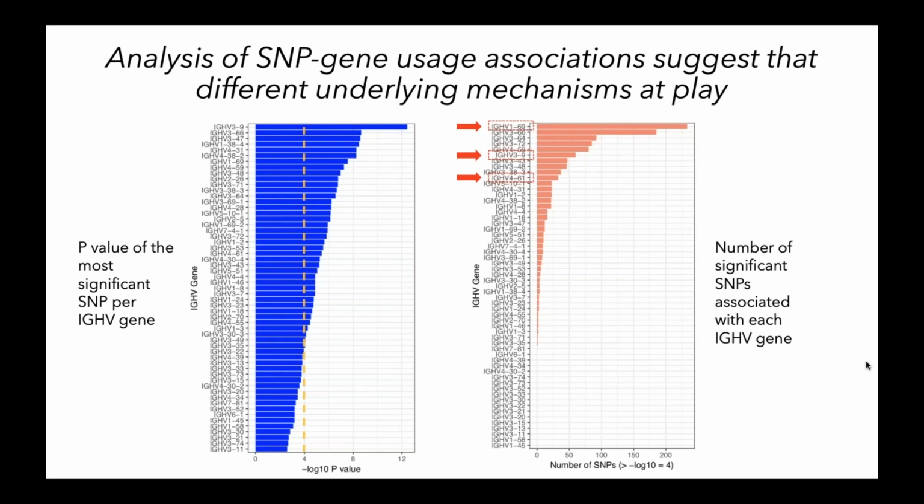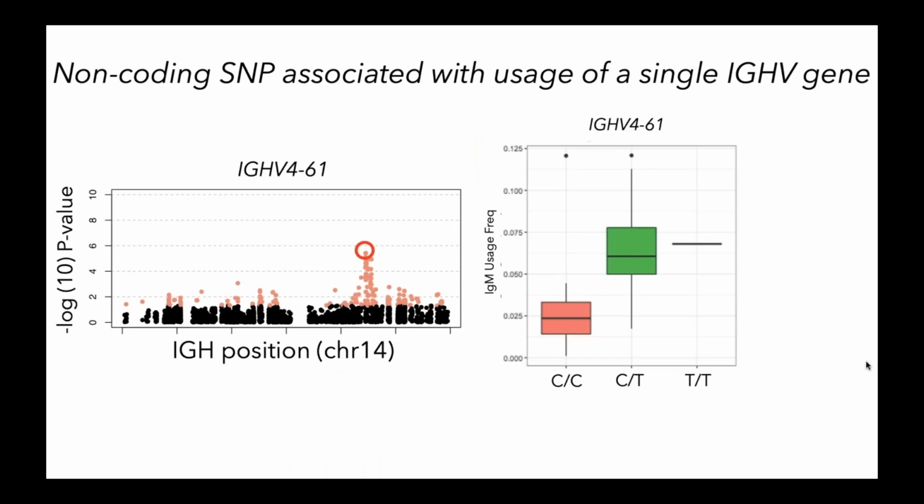So just for the sake of time, I'm going to show you 3 examples from this data set just to give you an impression of what the data look like under the hood. This first one is the gene 461. I'm showing you the association results for this gene in a Manhattan plot. All the positions along IGH on chromosome 14 are shown, and each point represents a SNP that we assayed in these samples.